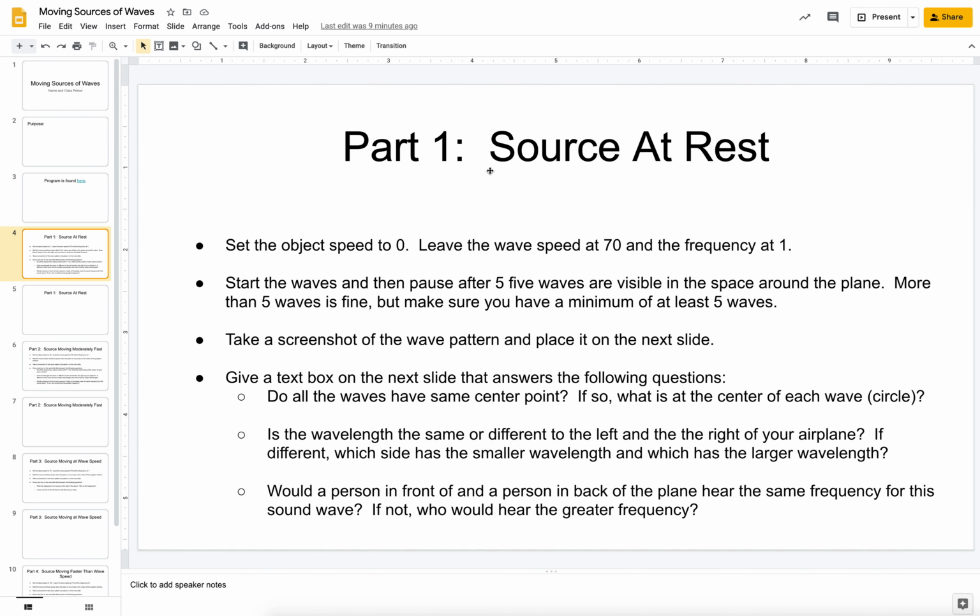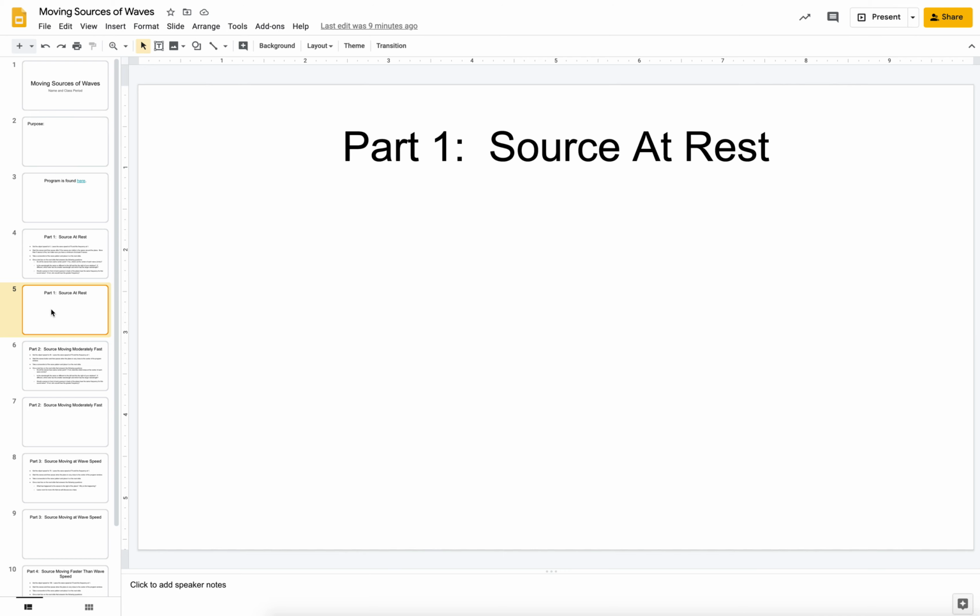Okay, in the first part, you're going to make the airplane at rest. So you're going to set the speed of the object at 0, the speed of the waves at 70, and the frequency of the waves at 1. You're going to start the waves, and then you're going to pause it after 5 waves are visible in the space around the plane. More than 5 waves is okay, but make sure you have a minimum of at least 5. Take a screenshot of what it looks like, and then paste it on this slide.